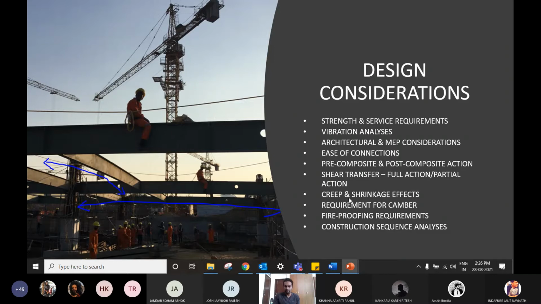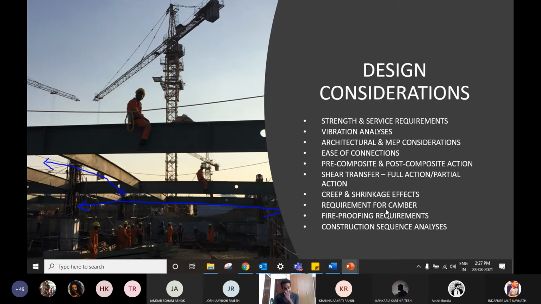Then creep and shrinkage effects. In heavily loaded columns, the concrete tends over a period of time to compress a little bit more than in its initial stages. That's what we call creep. So that consideration we need to make, and for this large structure, it could deflect more.